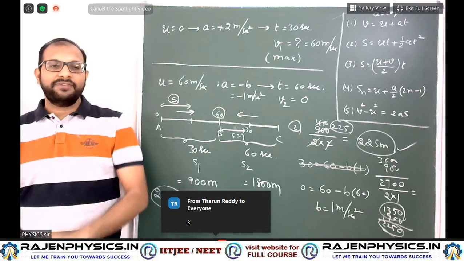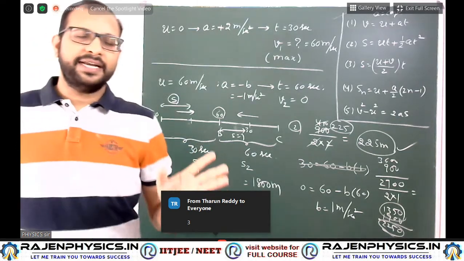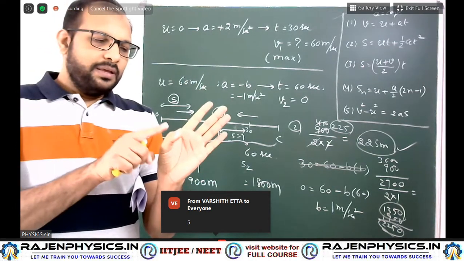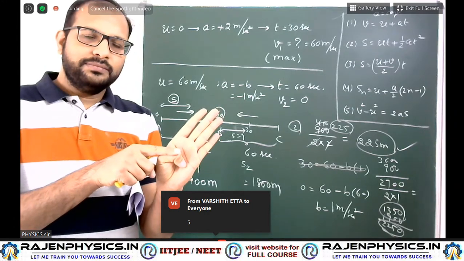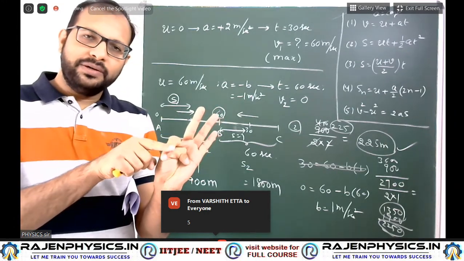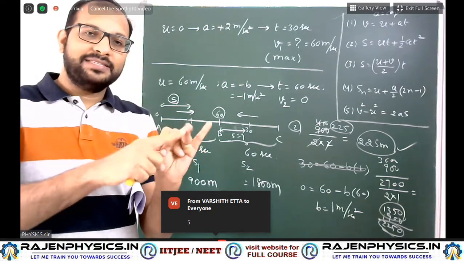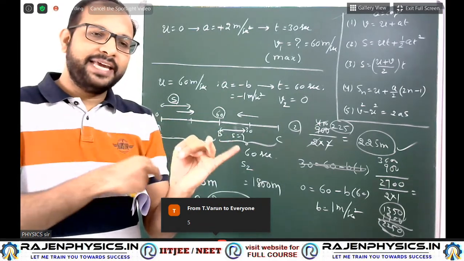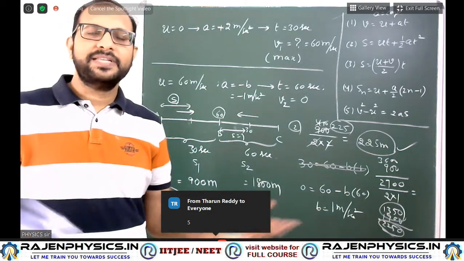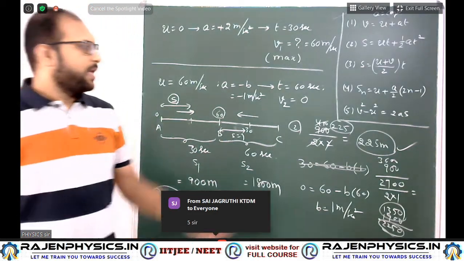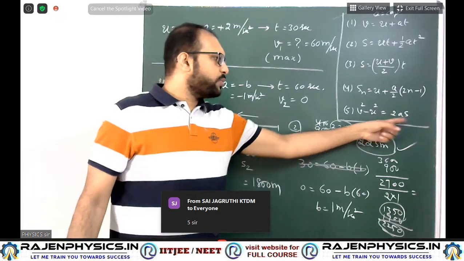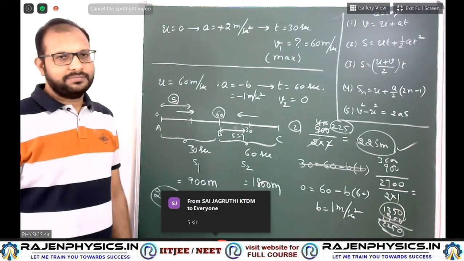Second equation not required. Yes, again please listen, some students are not getting it. See, U we know, V is 30 also we know, acceleration 2 also we know, S is required. So now find the equation relating all this. Obviously equation number 5. So use V square minus U square equal to 2AS.